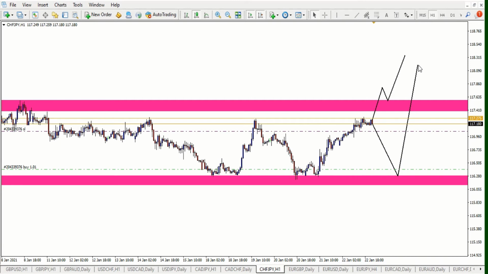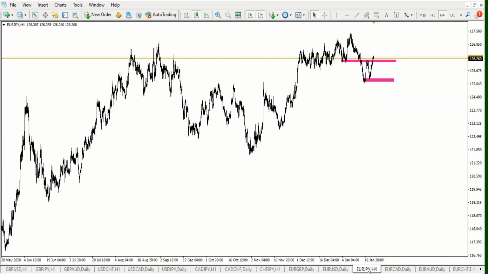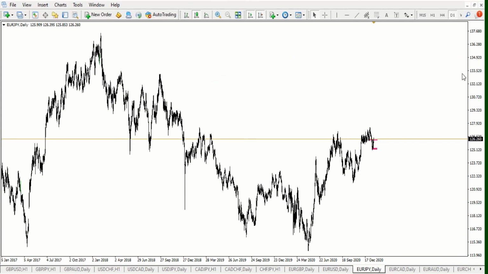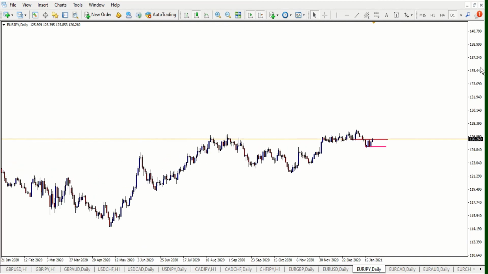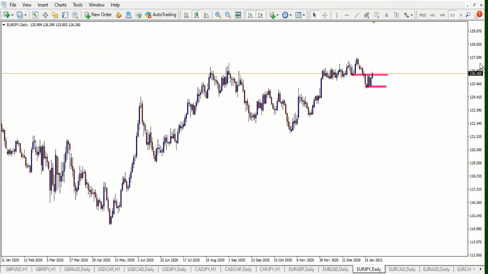Now we're looking for the EURJPY. So for the EURJPY, from the daily we can see that we are in an uptrend, right? This market has been trending upwards. It seems now like we're in the pullback, and as you guys know, the pullback is a good signal to show you that the market is about to make a higher low, right? And these higher lows are important because these are the positions or levels in the market that we look to enter.